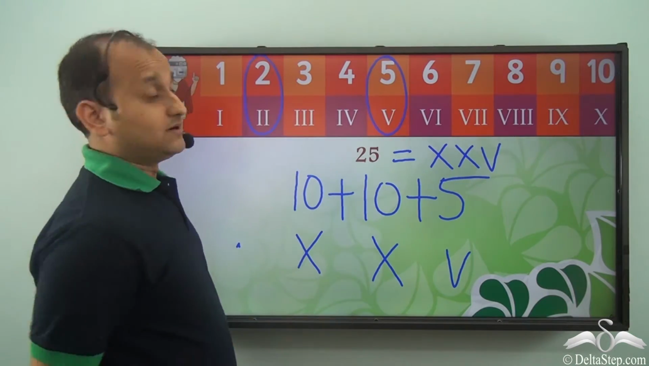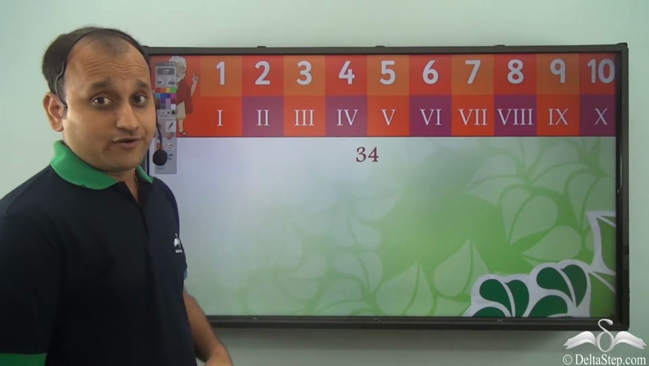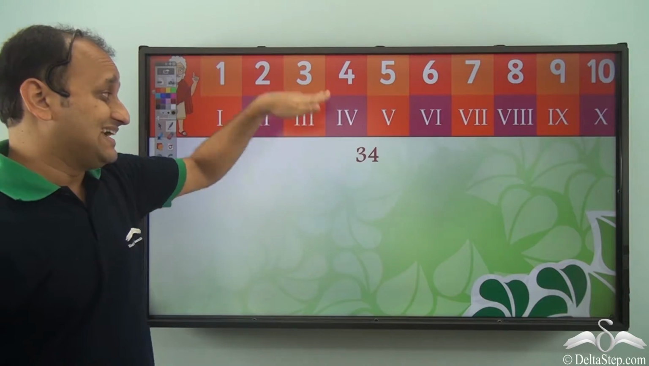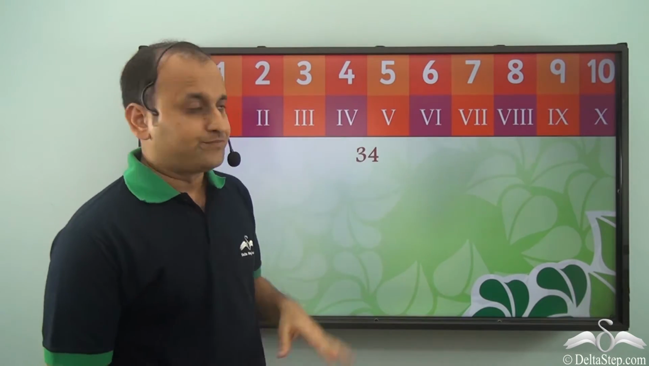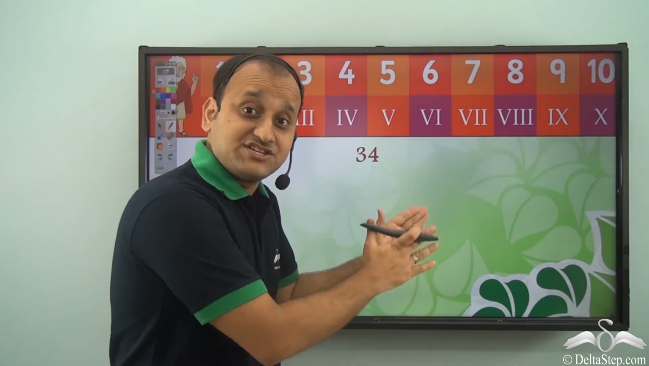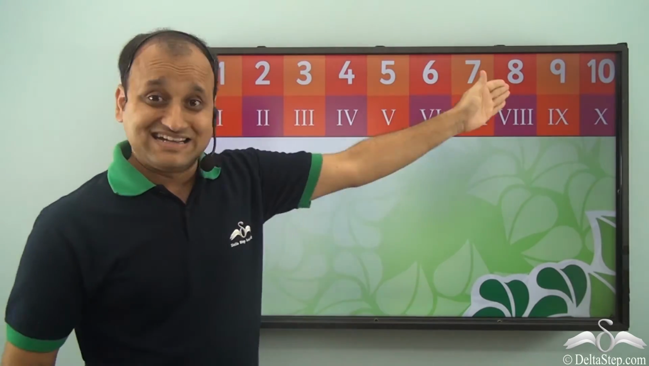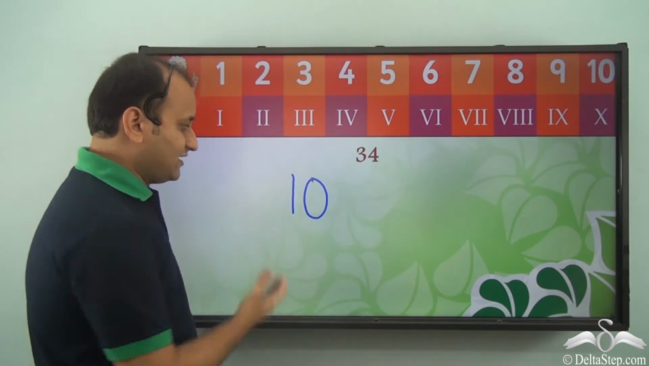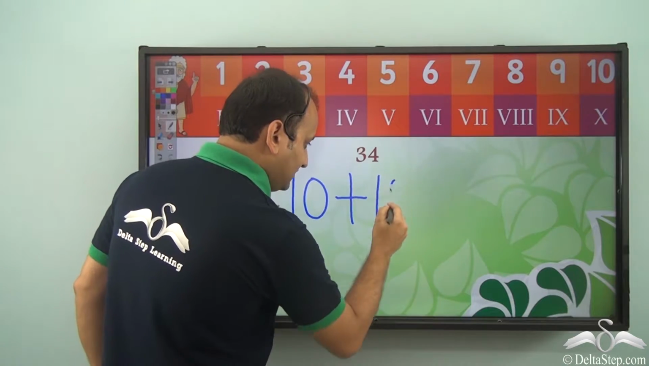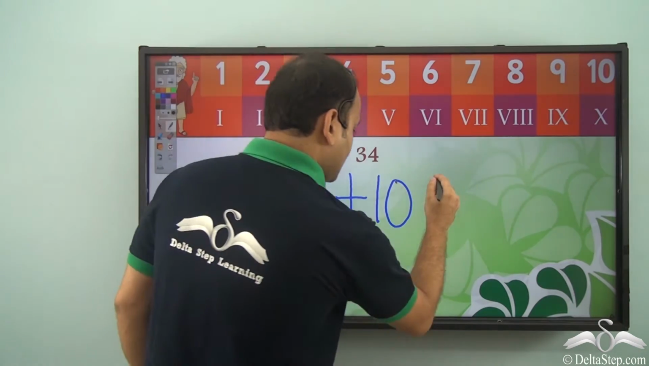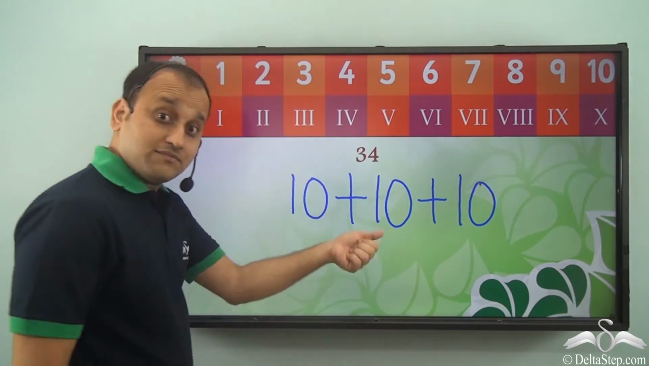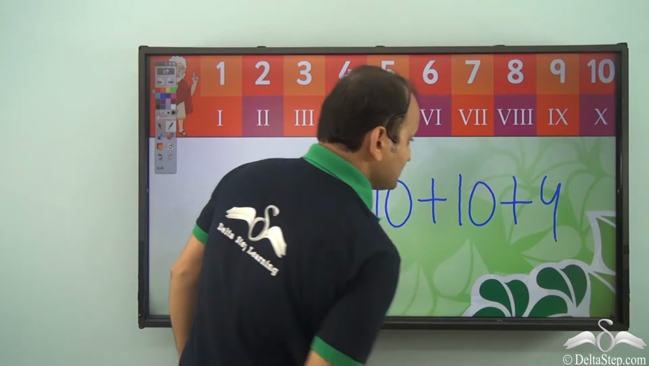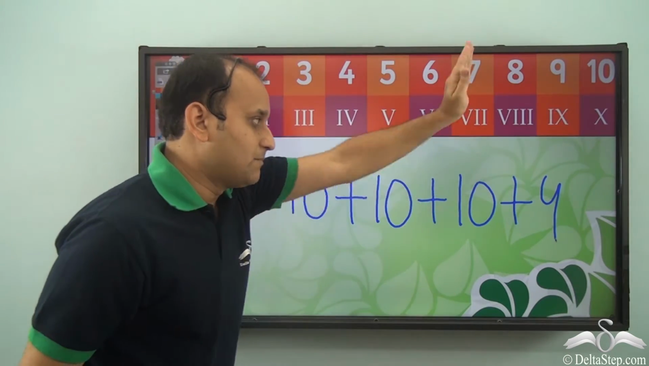So 25 can be written as X, X, V. Now, let's see another number. So now we have 34. Now, how do we write 34 in terms of Roman numerals? We know that we cannot represent it simply as 3 and 4. It's 34. Again, we'll start with the largest number which can be used to represent this. So we have 10 as the largest number. So we use 10. Then we need 30, right? We just have 10. So we can add another 10. That becomes 20. We can add another 10. Now it becomes 30. So after 30, we have 4. So we add 4 simply. So we have 10 plus 10 plus 10 plus 4.